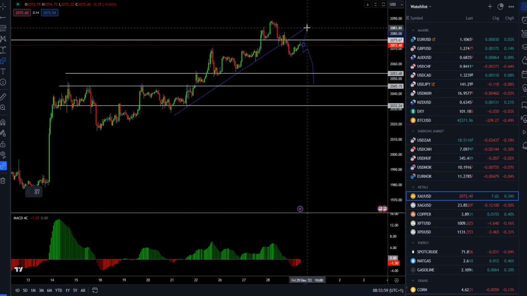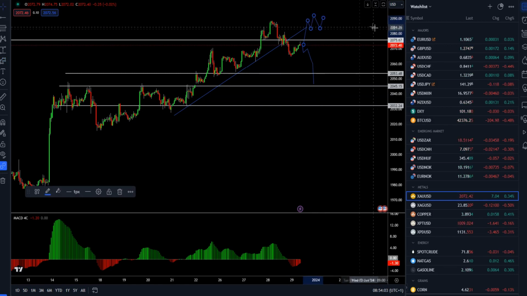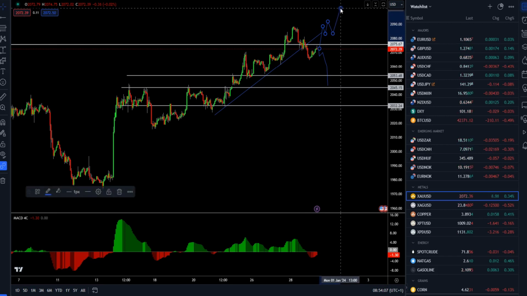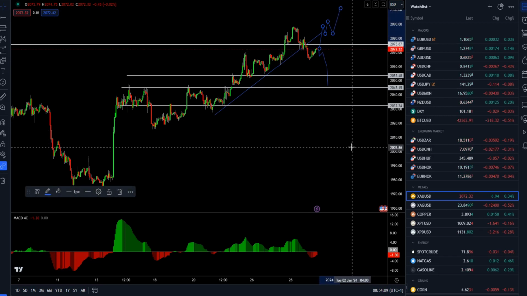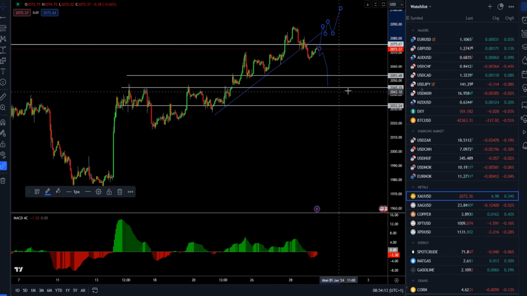Of course, if the market can retake and trade above this rising trend line and hold above, then this can open the door for, let's say, 2100 to be on the test or so. But so far the downside potential is in play.